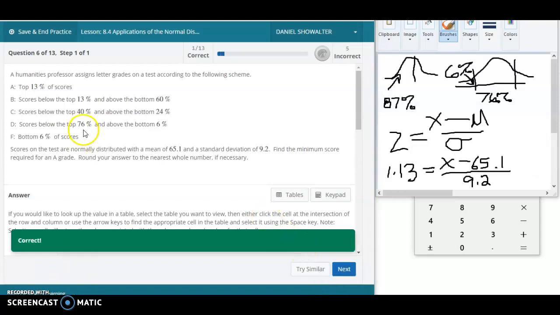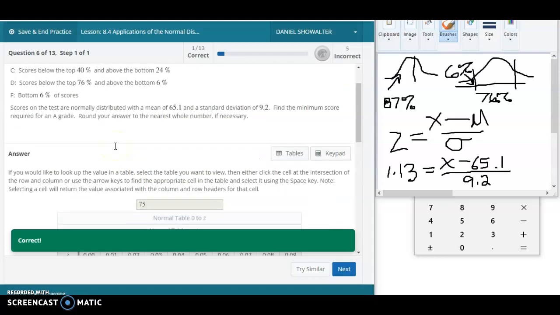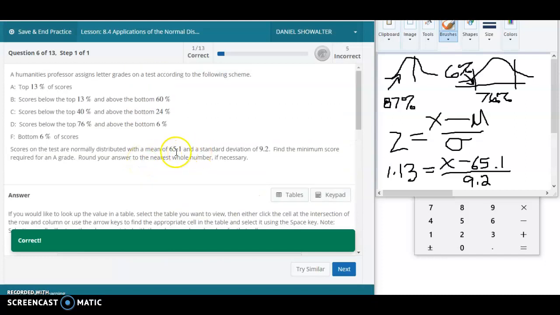So just to translate that into plain English, what that 75 means, in this professor's course, a grade of 75 or above would give the student an A, just because the scores in general were so low here. In order to get into the top 13% of scores within the class, you'd have to score a 75 or higher, and that's what this professor has determined would be an A.